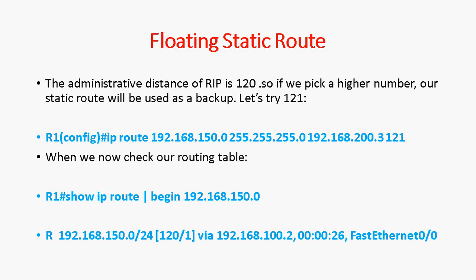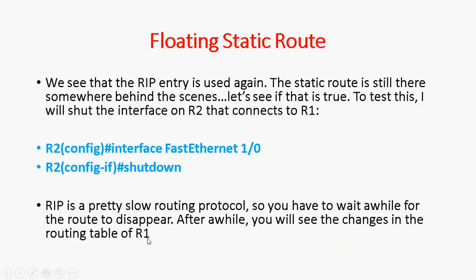Now again I am checking the R1 routing table entry: show ip route | begin 192.168.150.0. Now you can see I have the entry for RIP only. Here we can see 192.168.150.0/24 with AD value 120. The RIP AD value is 120 and the static route AD value is 121, so the router automatically prefers the RIP path. Even though we configured the static route, it is still there behind the scenes.